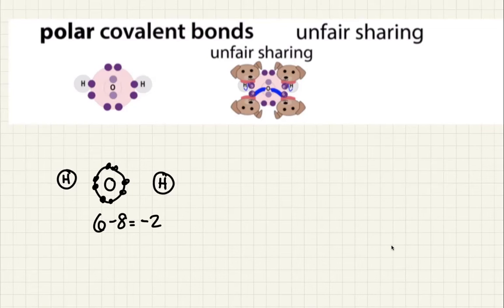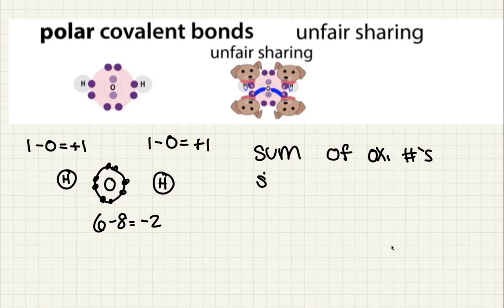What about the hydrogen? In its neutral form, it starts with 1. Now it has 0, so it's going to have an oxidation state of +1. And the exact same thing is going to be the case for the other hydrogen. Overall, if we add up our hypothetical charges, if we add up the oxidation numbers, they should equal the formal charge. So the sum of the ox numbers should equal the formal charge.